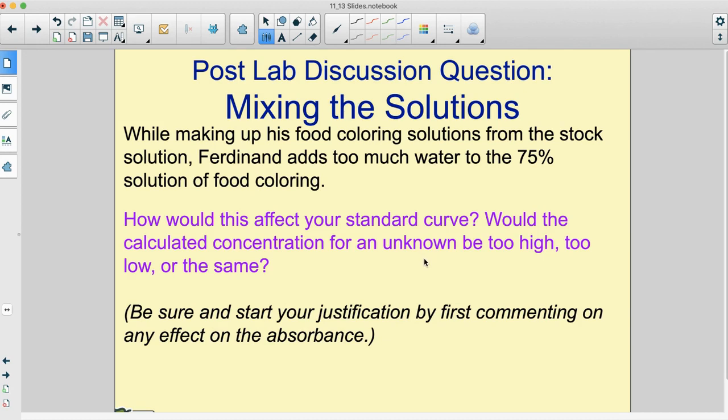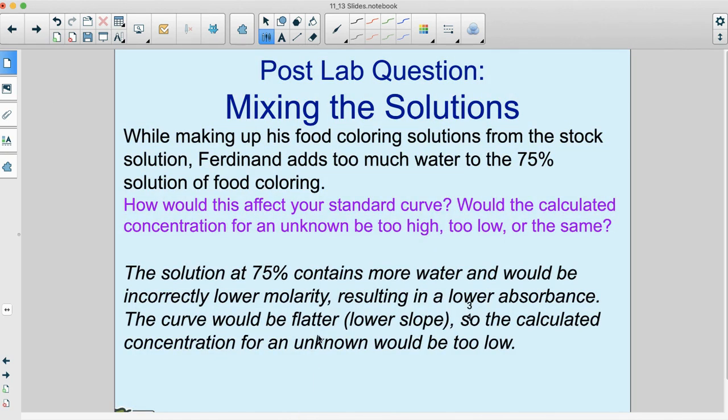All right, now if Ferdinand adds too much water to the 75% solution of food coloring, what happens to our standard curve? Well, our standard curve usually looks something like this. Now this 75% point is going to be down here. That makes this line that we fit have a lower slope. It'll be flatter. So then the calculated concentration for the unknown is going to be too low.